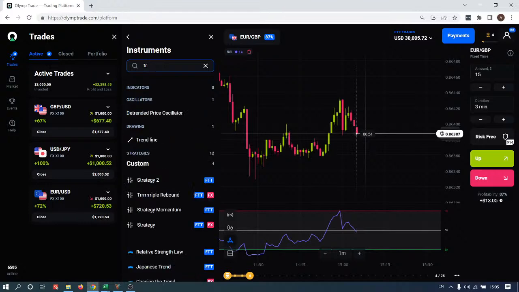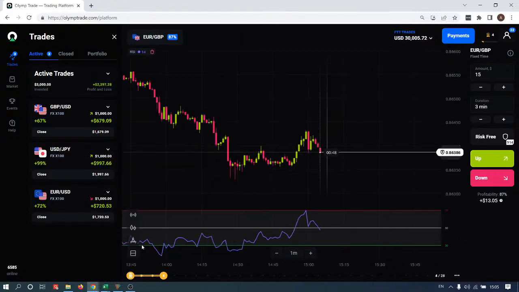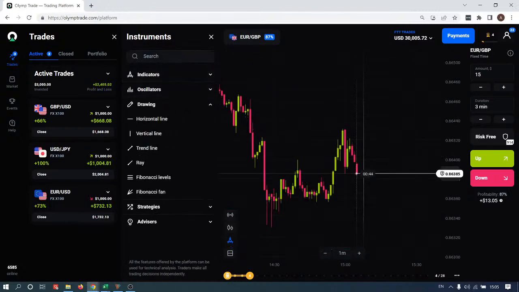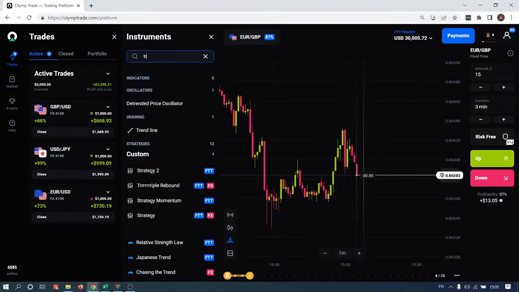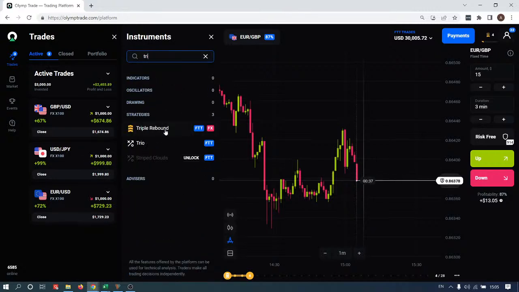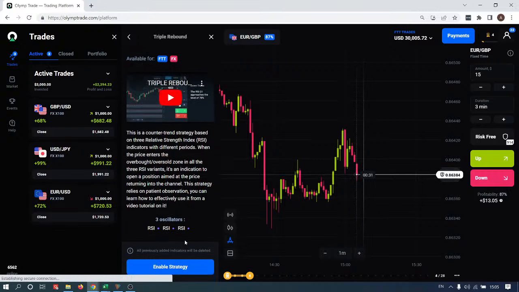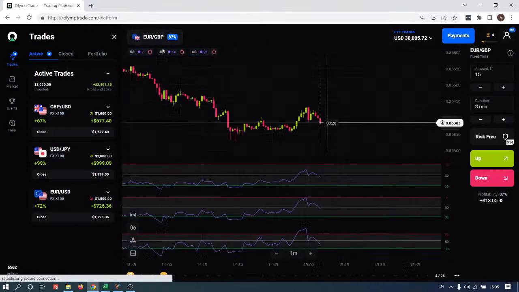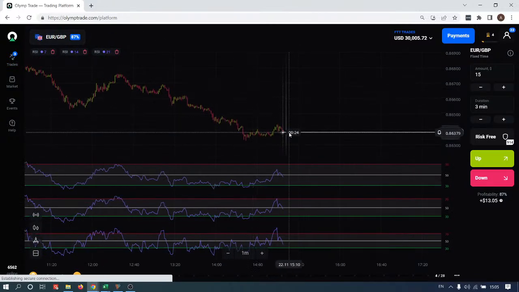So first of all, we need to go here. We need to click the technical analysis tab, and then click this open instruments button. Now it's fairly simple. We just need to start typing triple rebound, and here it is. It is in the strategies, and I click here. I click this enable strategy button, and voila. I have this interesting set of indicators right on my chart.